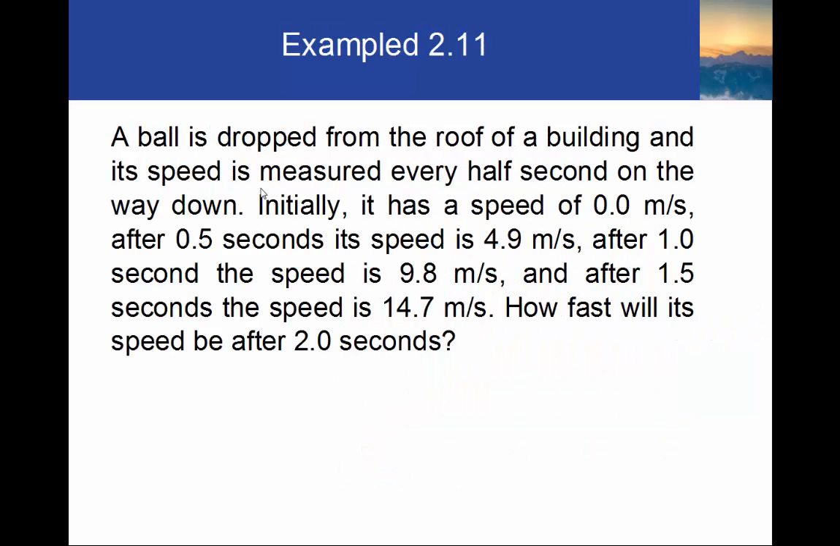So now let's consider another example. This time we drop a ball from the roof of a building, and we try to measure the speed every half second on the way down. So initially it has a speed of 0 because it's being dropped, and then after the first half second it's going at 4.9 meters per second, after the next half second it's at 9.8 meters per second, and after the next half second 14.7 meters per second. So the question is, how fast will the speed be after 2 seconds?